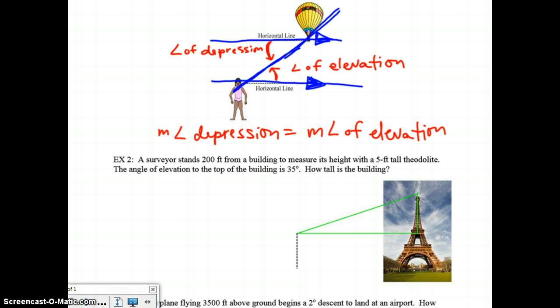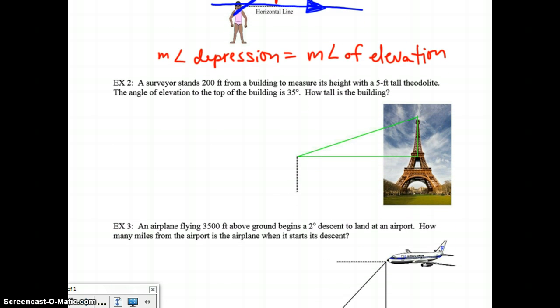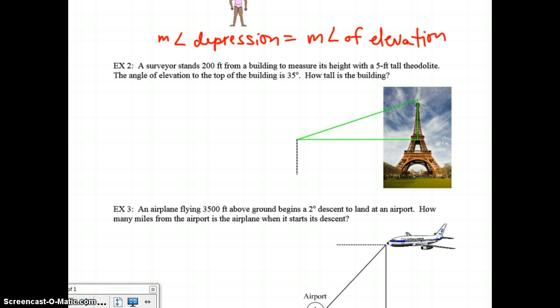Let's look at example 2 here. Example 2 says a surveyor stands 200 feet from a building to measure its height with a 5-foot tall theodolite. A theodolite is just an instrument that you look through that measures an angle. The angle of elevation to the top of the building is 35 degrees. How tall is the building? So that's what we want to know. We want to know the actual height of the building, from the base to the very top.